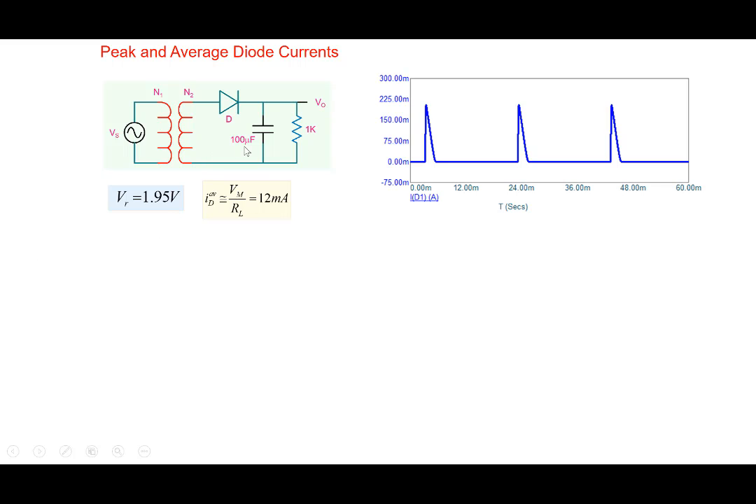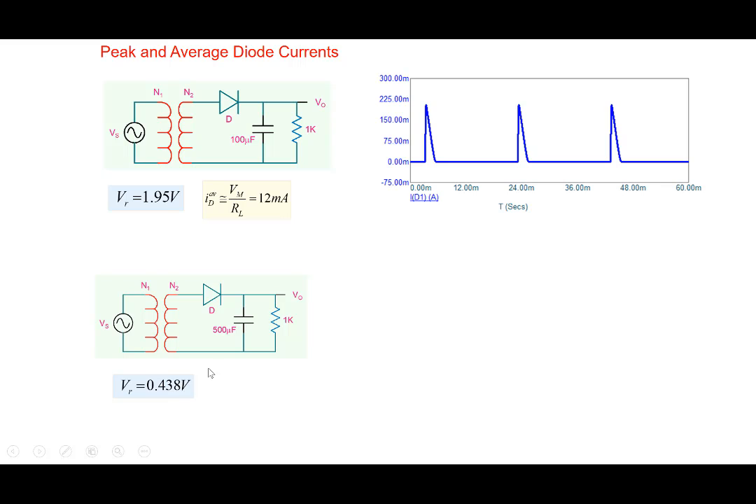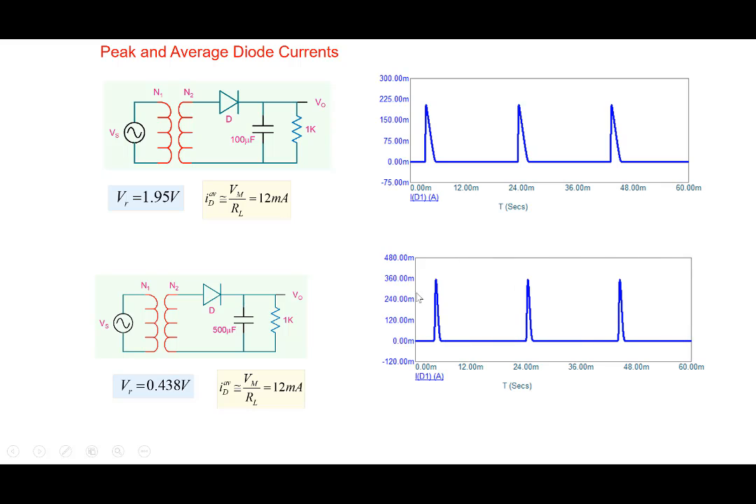Alright, so suppose we increase 100 microfarad to 500 microfarad. So the ripple we are going to reduce by a factor of 5, so 0.438. Average diode current remains the same, 12 milliamperes. And now note the peak diode current here. It is almost going to 360 milliamperes. Okay, so that's the trade-off that we are talking about. If you try to reduce the ripple, the price that you have to pay is that the peak diode current becomes quite high, and then you have to choose a diode which can handle such a large value of peak diode current.